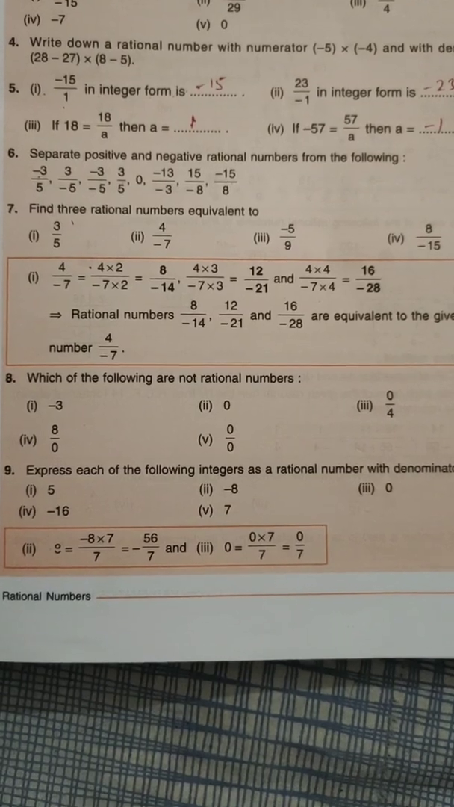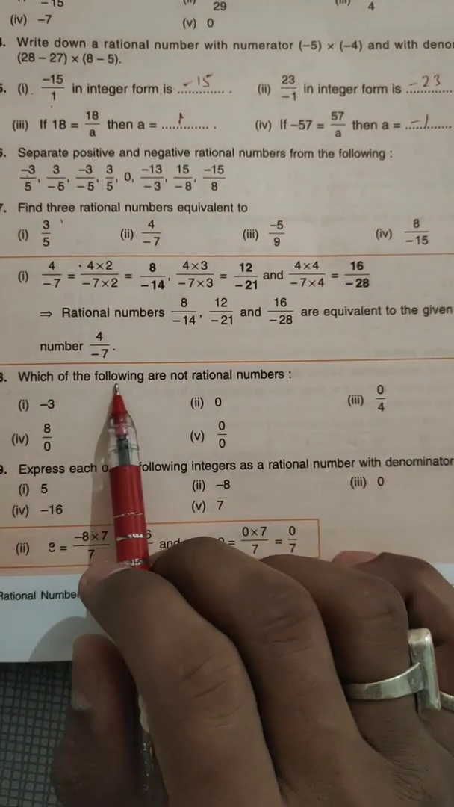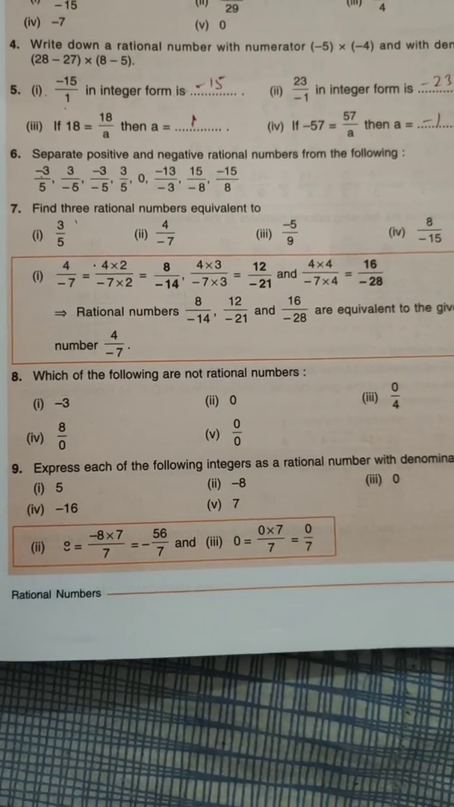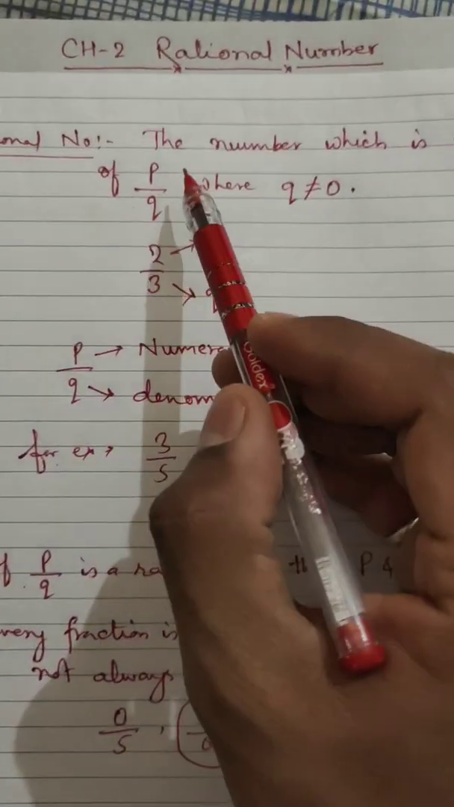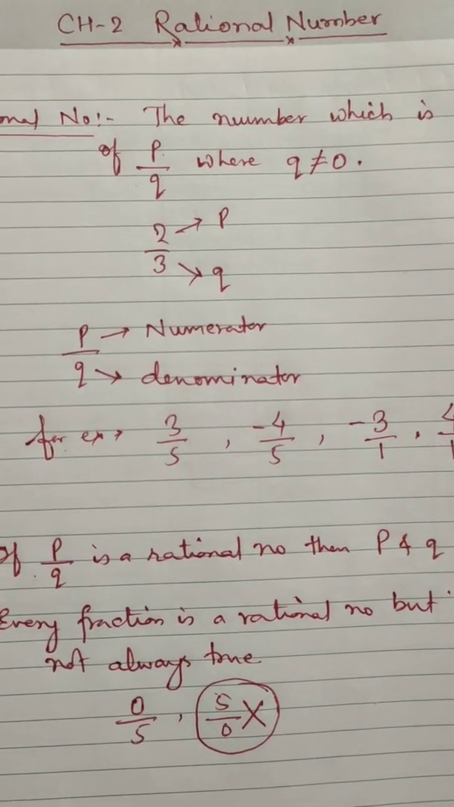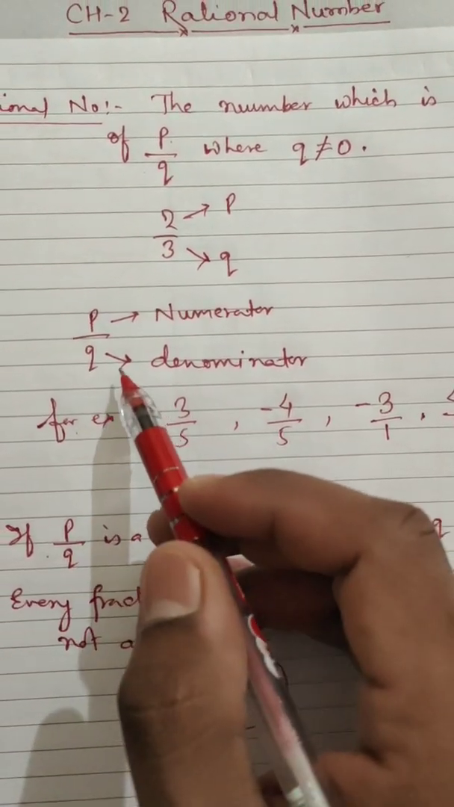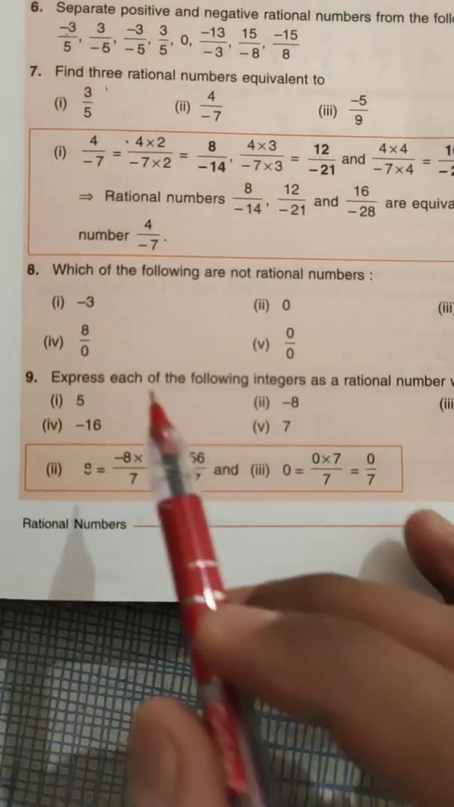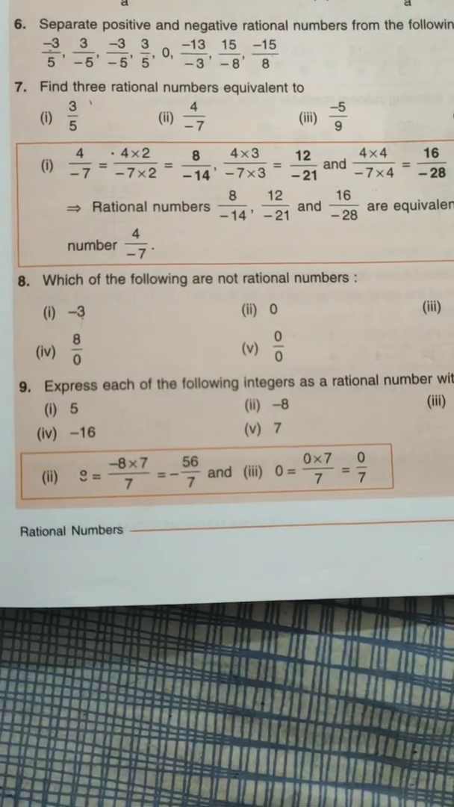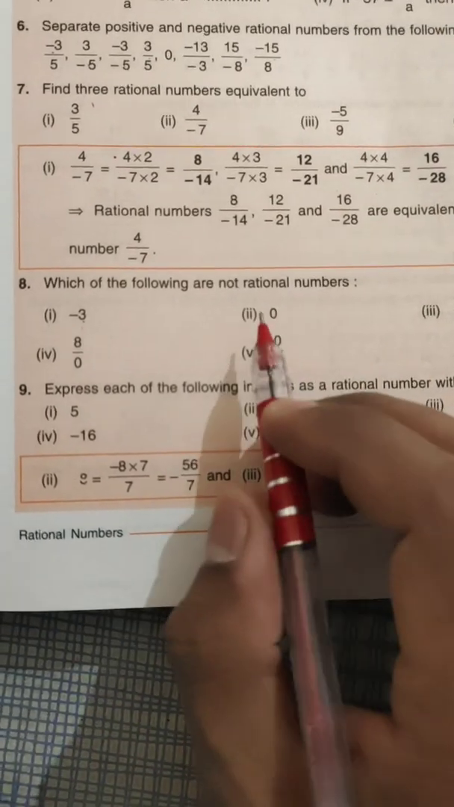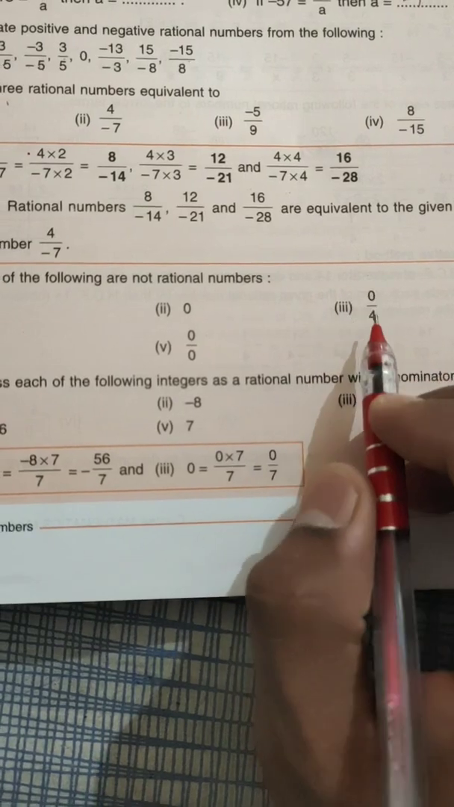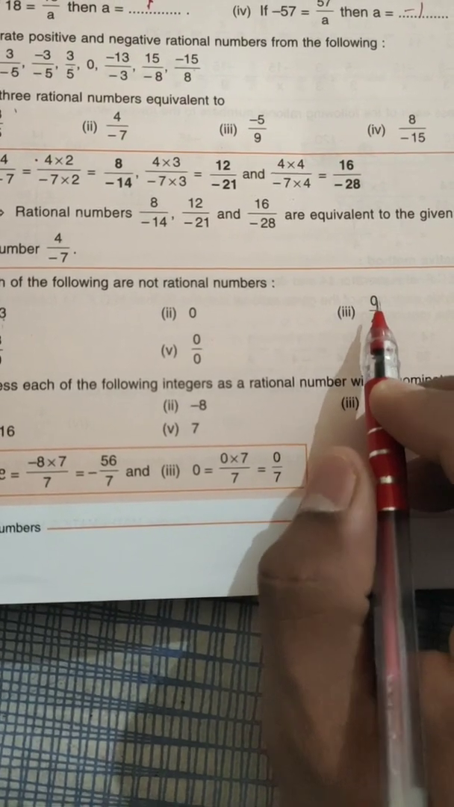Next is question number 8. Question number 8 is saying which of the following are not rational numbers. Earlier we have studied that a rational number should be in the form of p by q, where q should not be equal to 0. It means that we have to keep in mind that the denominator should not be 0. Let us see the question. First, minus 3. It is a rational number because in the denominator part 1 is there. 0. It is a rational number because the denominator is 1. 0 by 4. It is also a rational number because the denominator is 4.